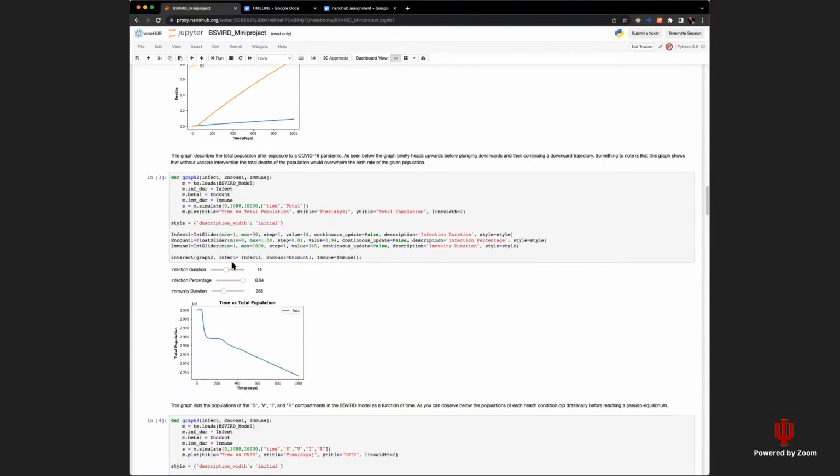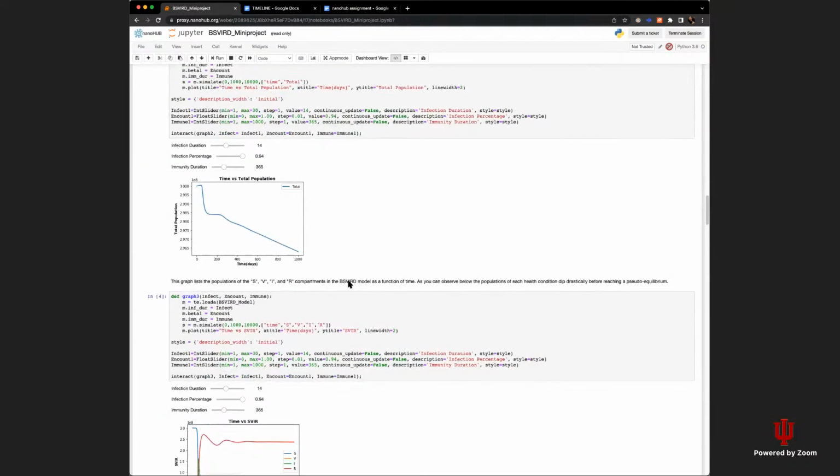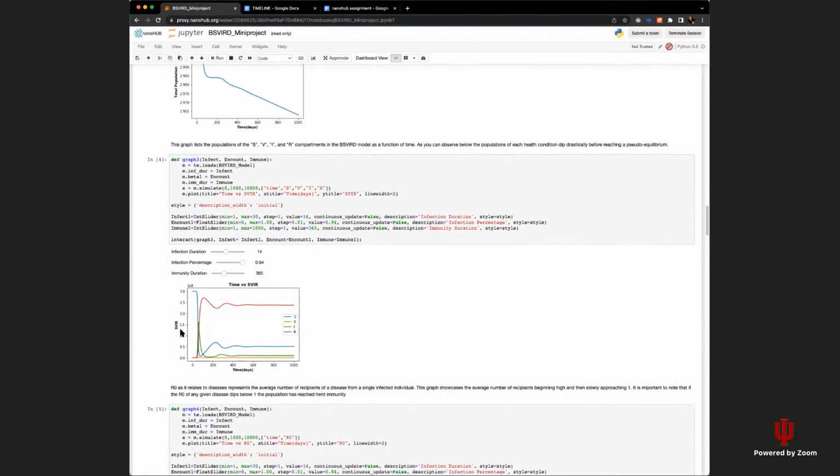And so going on, they also do a comparison between total population over time as the total population decreases, if the infection is bad enough and deadly enough. And then they also compare each individual population over time, given different parameters that you can adjust. And so we can see here that R is the recovered, because if you have it bad enough, then this will happen. This does not.